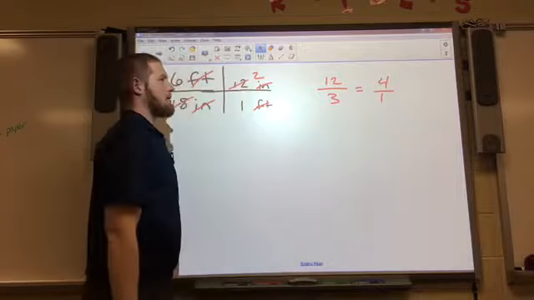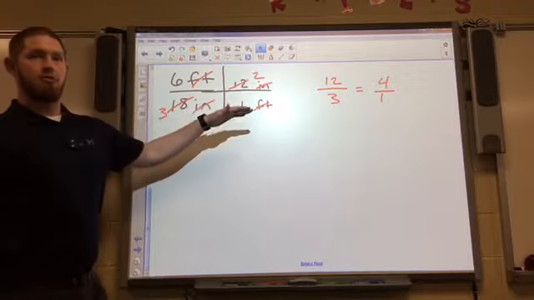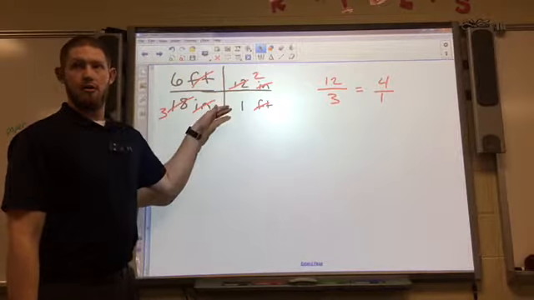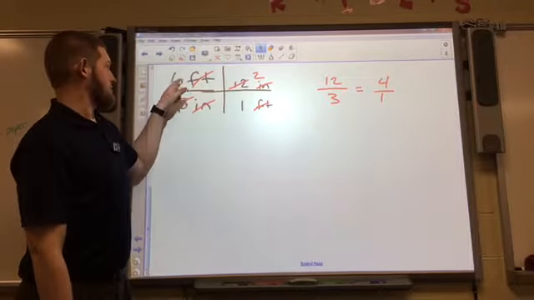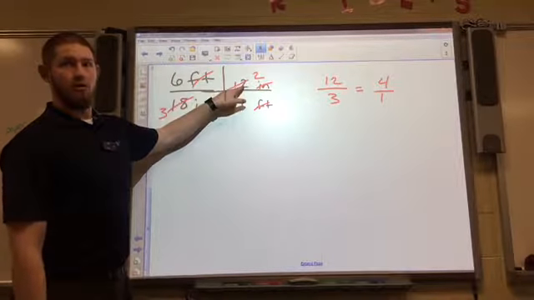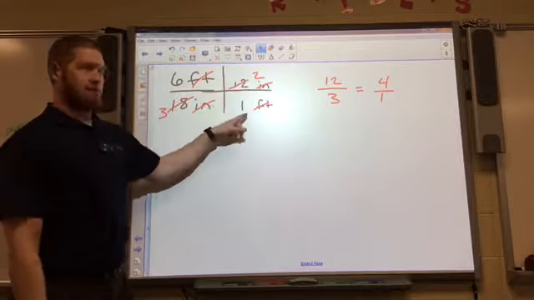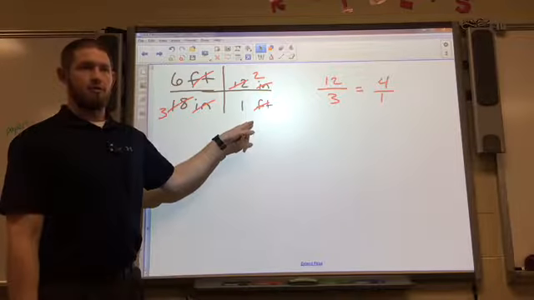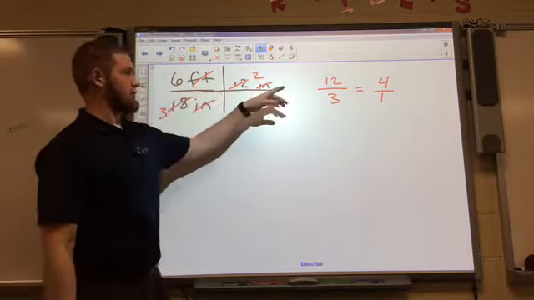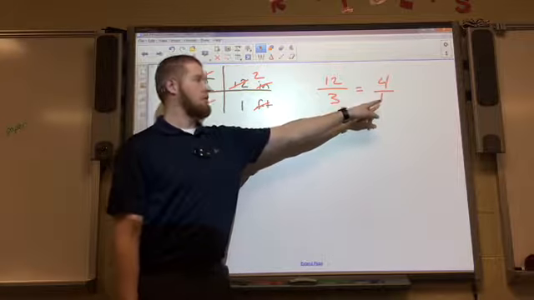Now, that's a lot easier than if I wouldn't have cross-reduced, right? Okay, if I wouldn't have cross-reduced, I'd have had 6 times 12, which is 72, over 18. Okay, that's a little bit harder to reduce in the end. Okay, do some reductions first, and it's going to be an easy reduction in the end.